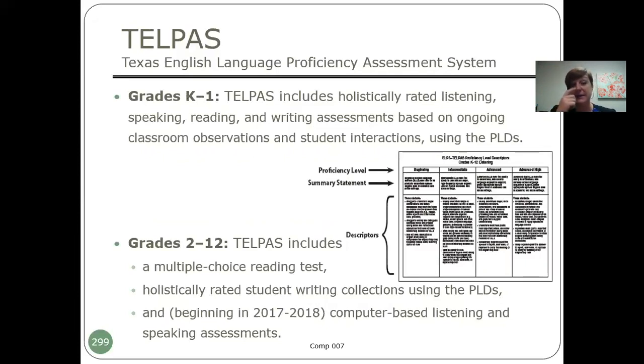In the 2017-18 school year, TELPAS will be changing for our grades 2 through 12. Currently, grades K and 1 are staying the same. We grade those 4 language domains, listening, speaking, reading, and writing, holistically, using the proficiency level descriptors. And so the teachers, just based on those classroom observations and interactions with students, they measure that according to the proficiency level descriptors and holistically rate their students in the 4 language domains. However, this year in 2 through 12, we do have a change.